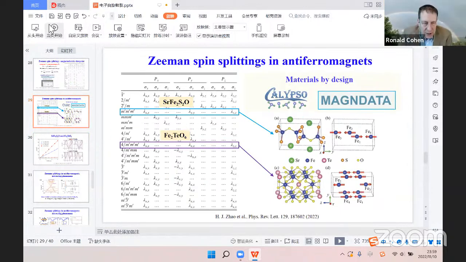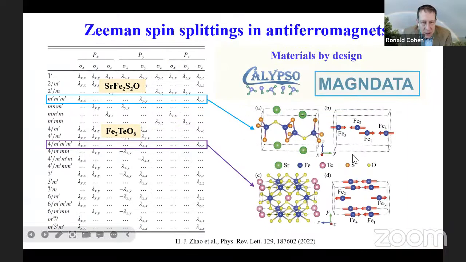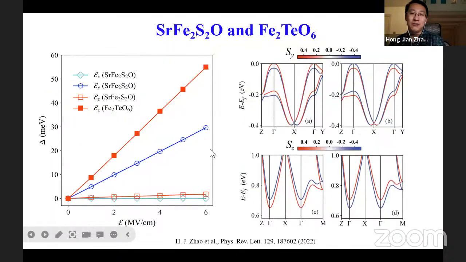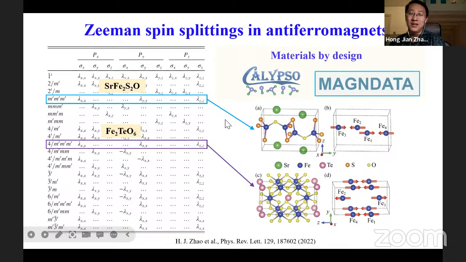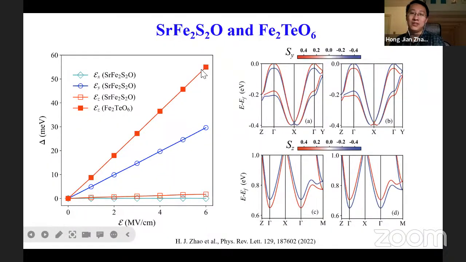You've looked at some sample materials. The question is, how many materials have you checked for this? Do you have a database of couplings? Typically, we just checked these two materials, but we checked several cases, for example electric field along different directions. The conclusion I can say is that after adding the electric field, there will be an effective magnetic field in the material. If the magnetic field is aligned along, let's say, the predominant antiferromagnetic vector, the Zeeman spin splitting is sizeable. Otherwise, it is very tiny.